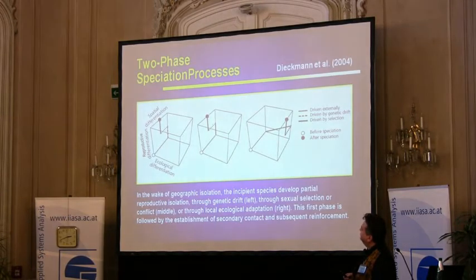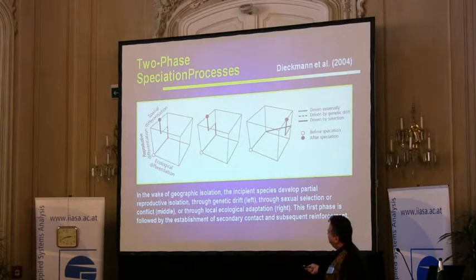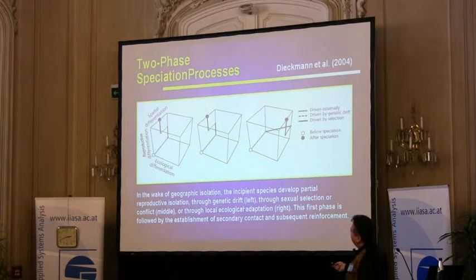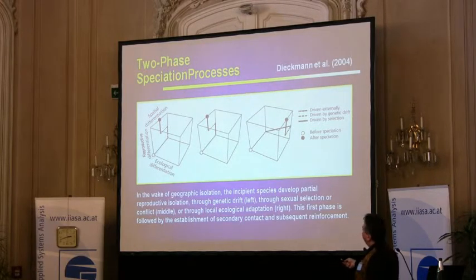Let me just draw your attention to slightly more complicated scenarios for which this representation may be most suited. Two phase speciation processes have been discussed. So for example, in the wake of geographic isolation, the incipient species may develop partial reproductive isolation. So here we have the geographic isolation, here we have the partial reproductive isolation, and that can occur through genetic drift, through sexual selection, or through sexual conflict, or through local ecological adaptation, which you see here. So here we have ecological differentiation emerging.